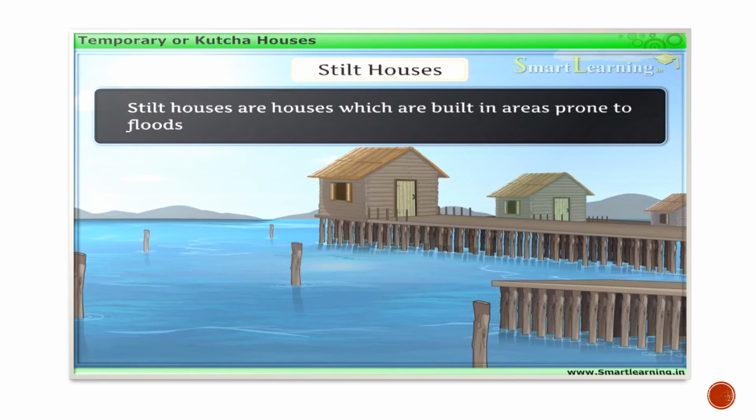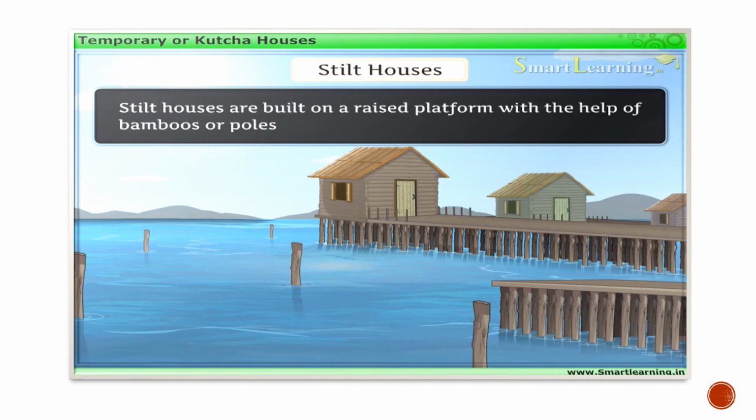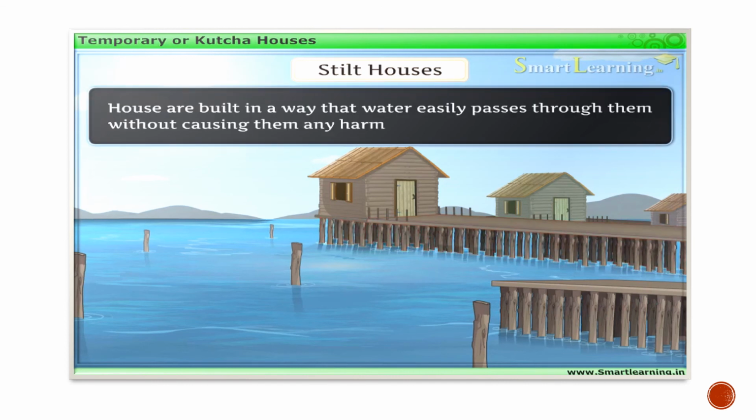Stilt houses are houses which are built in areas prone to floods. Such houses are built on a raised platform with the help of bamboos or poles. They are built in a way that water easily passes through them without causing them any harm.